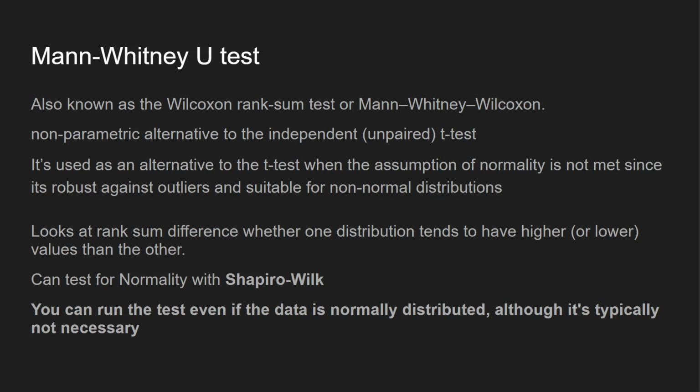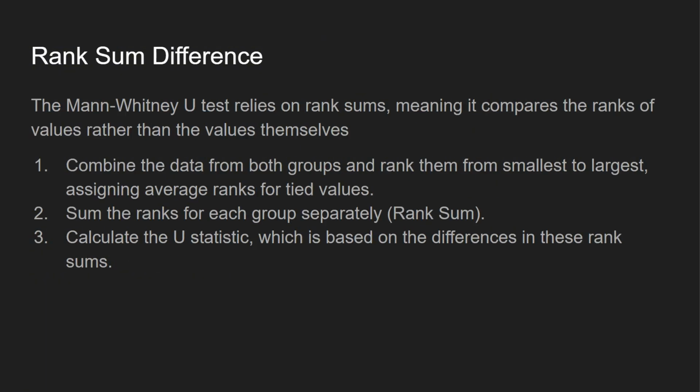One way that we can also test for normality is the Shapiro-Wilk, which I've covered here on the channel. We'll jump into some of the Python code using Shapiro-Wilk, but not with these slides. Also, you can still run the test even if the data is normally distributed, although it's not necessary. Let's talk about the rank sum difference.